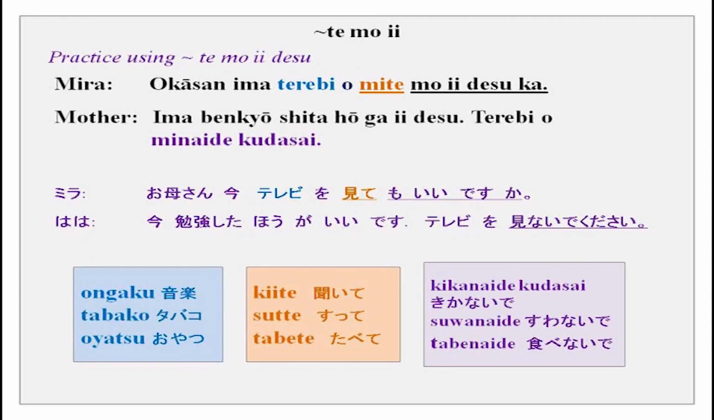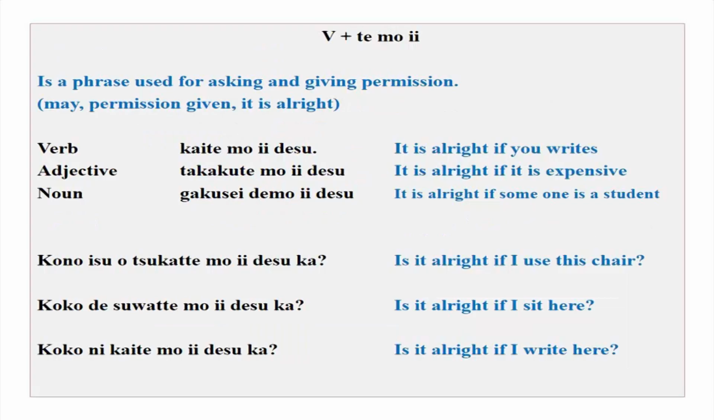Then you have tobacco. For example, you are not very comfortable with the smoke of tobacco. So, your friend will ask, ima koko de tabako o sutte mo ii desu ka? Iie, koko de tabako o suwanai de kudasai. Please do not smoke over here. Or you are going to have dinner and just half an hour before dinner, you want to have oyatsu, which is snacks. So, naturally, oka-san will say, oyatsu o tabenai hou ga ii desu. Ima oyatsu o tabenai de kudasai.